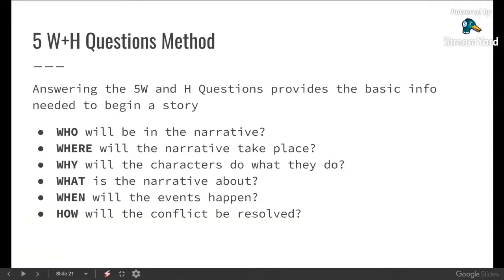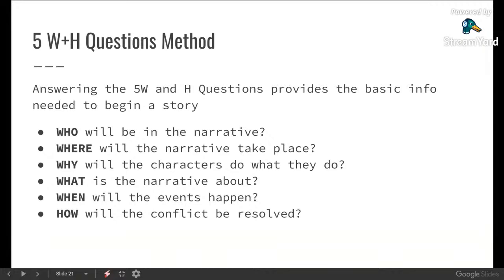So also with a narrative, work through the 5 W's and H questions method. If you are answering the 5 W and H questions, it helps provide the basic information that you need for your story. So it's a really good jumping off point to figure out what you need to include, what's important, and how to fill out all the information. So who will be in the narrative?